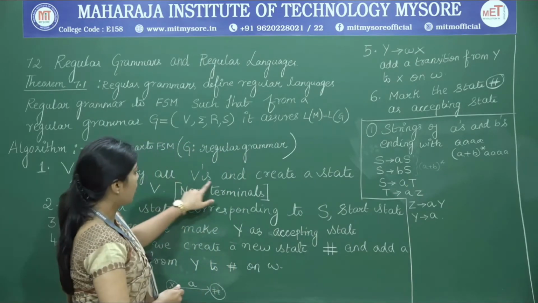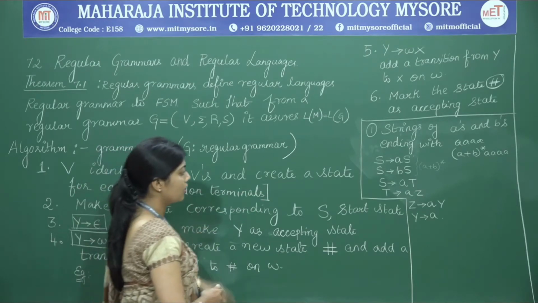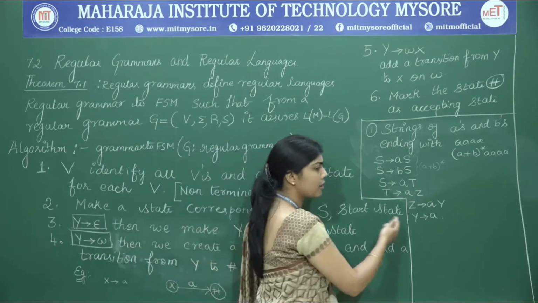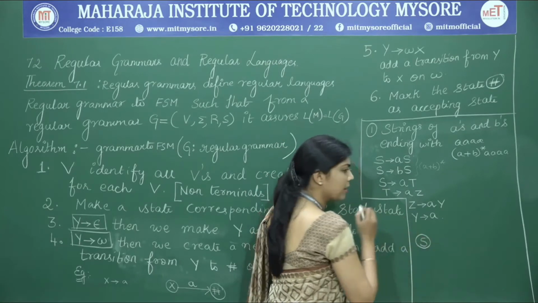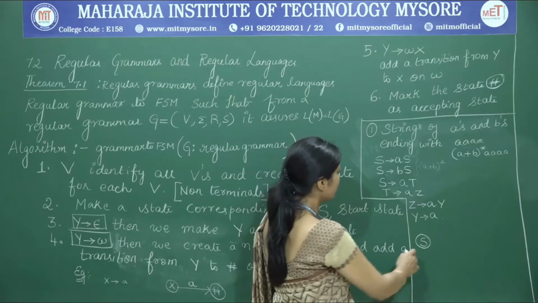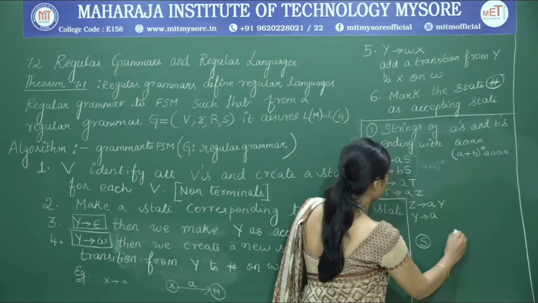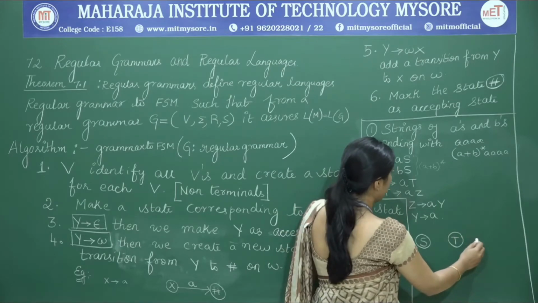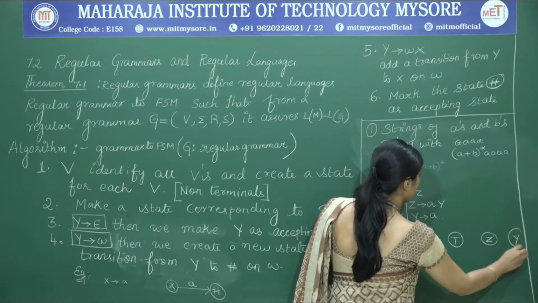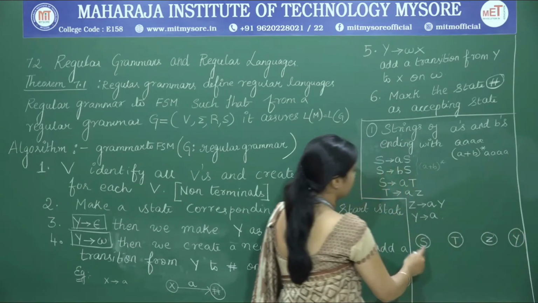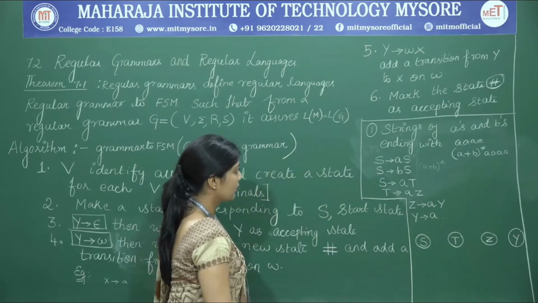Identify all the non-terminals and create a state for each of the non-terminals. So we'll identify the different non-terminals here. S is a non-terminal, all the capital letters are non-terminals. After that you have T, which is a non-terminal, then we have Z, which is a non-terminal, and then we have Y, which is a non-terminal. So 4 different non-terminals are there, and we have framed the 4 different states.